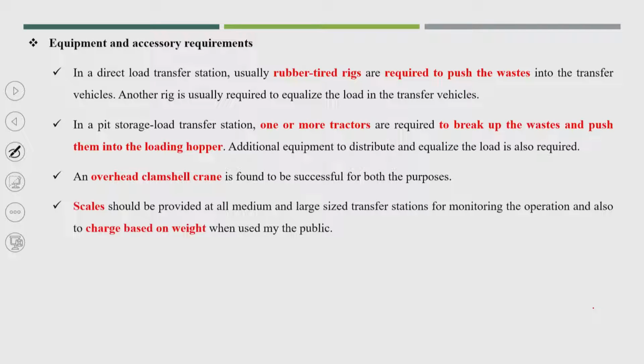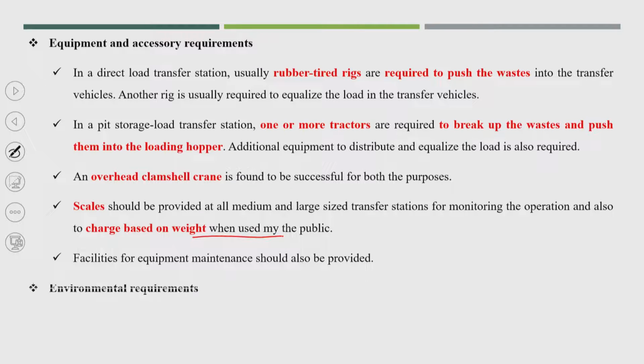Scale should be provided at all medium and large size transfer stations for monitoring the operation, and also to charge based on weight when used by the public. So, this was a different idea. Normally in India we will not use this, but at least the scaling should be possible, and facilities for equipment maintenance should be provided. So, a maintenance facility also should be available.